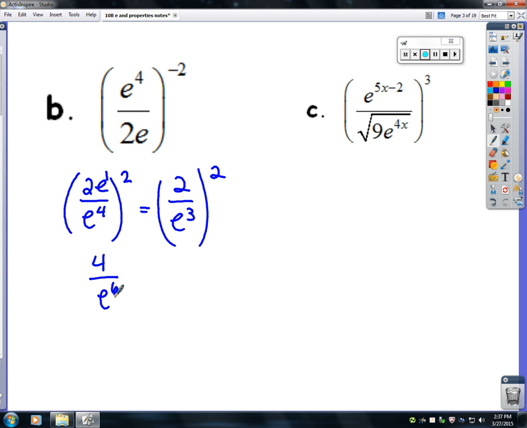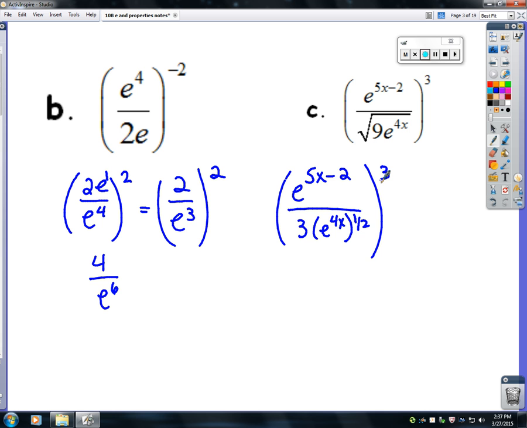All right, let's look at C. A little more complicated expression here. First of all, I see square root, so I want to rewrite that as a rational exponent with 1/2. I'm not going to do anything to my numerator yet. I'm going to leave that alone. Let's work on the denominator. Well, I know the square root of 9 is 3, and this is going to be e to the 4x to the 1/2 power. So I changed my square root, my radical, to a rational exponent of 1/2.